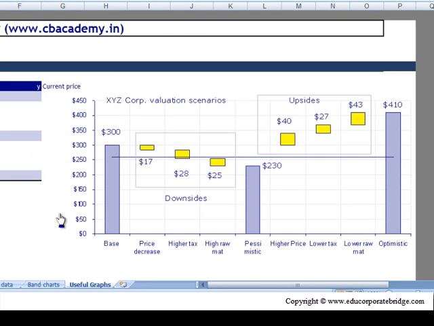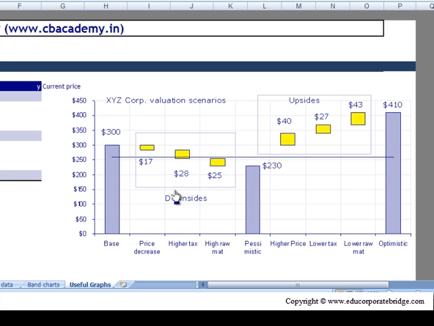If you look at this graph here, you will find that there's a base valuation of $300 for the XYZ valuation comp. Now, what we have here is there are pessimistic scenarios, or the so-called downsides. Likewise, on the right-hand side, you can find there are upsides.